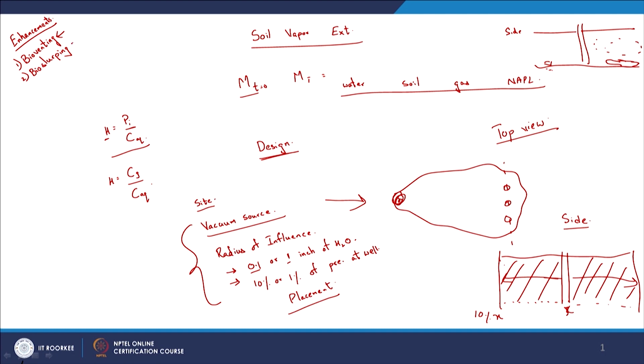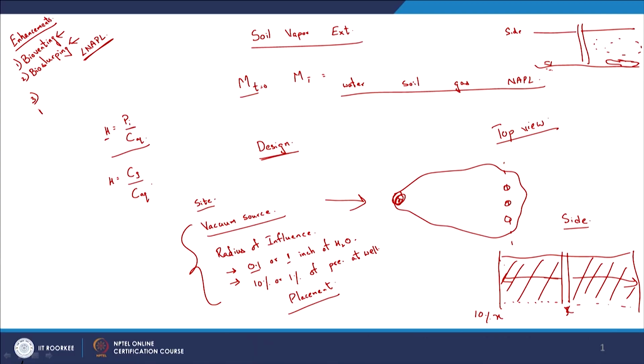And so, let us say typically with bio-slurping, you also extract the LNAPL, or the less dense, light non-aqueous phase liquid, along with pumping out the relevant gas. So it can be done in conjunction, and that is something that is called bio-slurping. And there are other aspects too that can be used to enhance the effectiveness of this particular soil vapor extraction. So, what is one way to go about it?